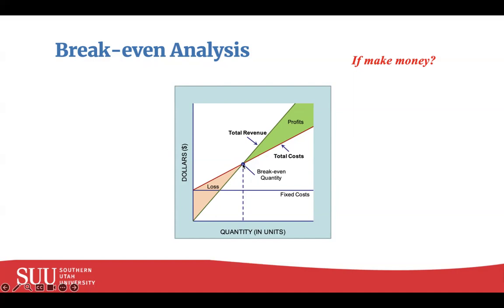Before the quantity we call the break-even quantity, we find the total cost, the red line, is always above the green line, which is the revenue line, which means the money you spend will always be larger than the money you make. So this is what we call you may lose money.